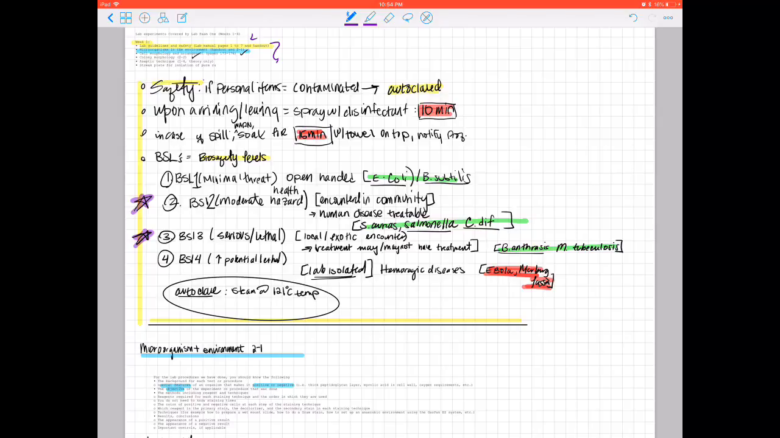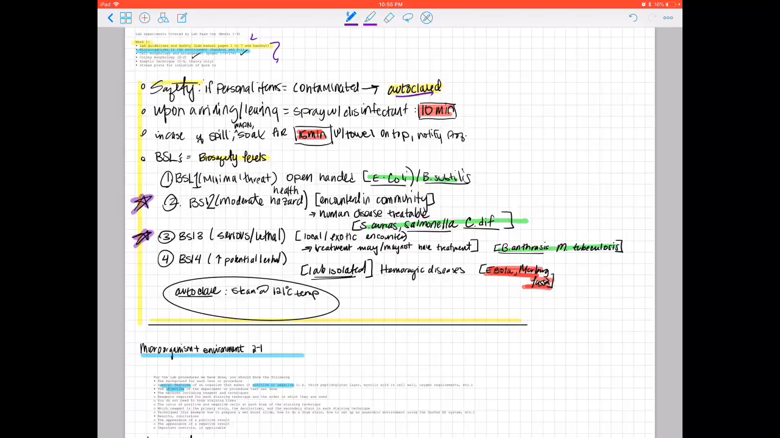Okay. Really quickly, in terms of safety, I'll start here. If personal items get contaminated, they have to be autoclaved. This was actually in the safety guideline. So just in case something happens to your own personal item, it will get autoclaved. If she asks that, boom, there's the answer: it will be autoclaved.